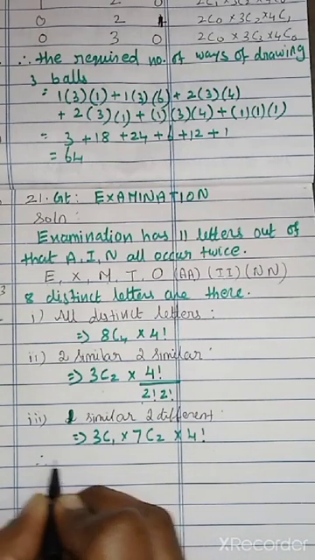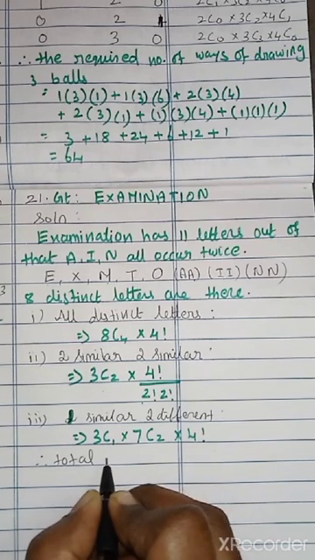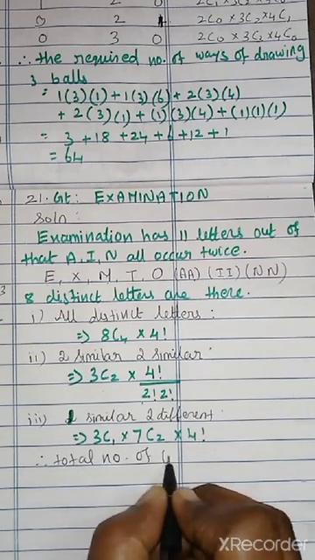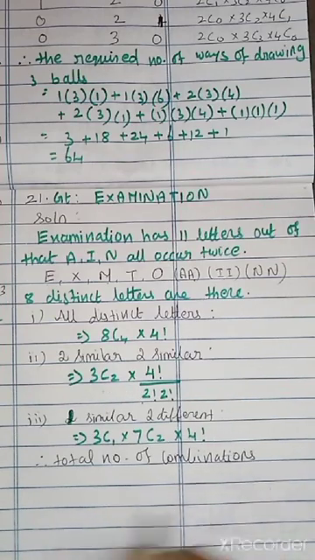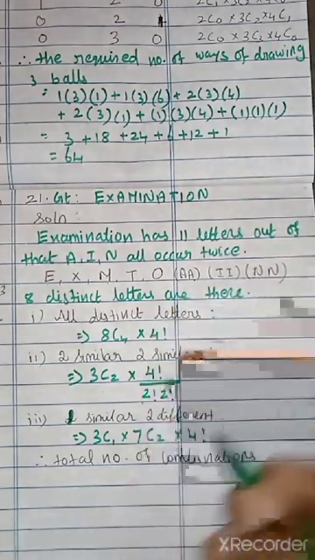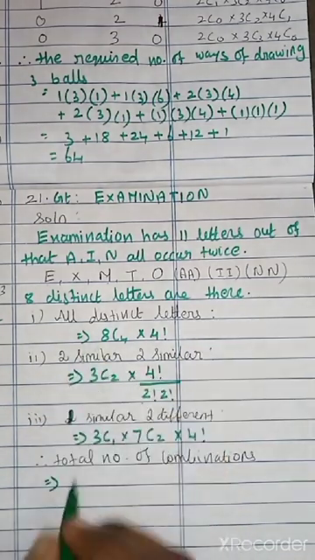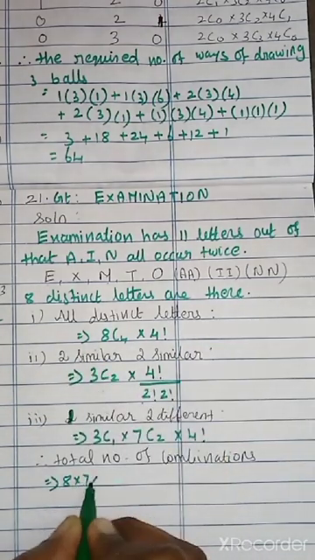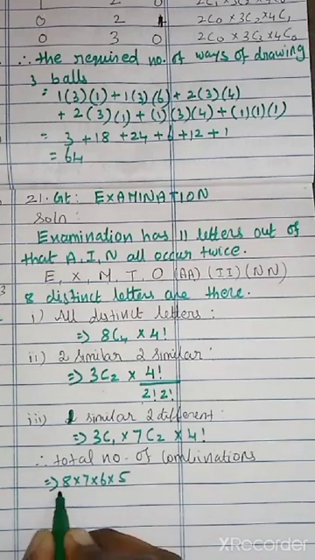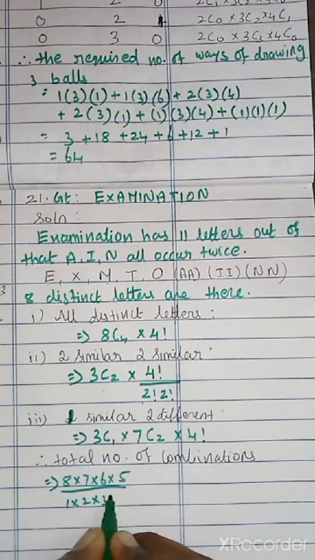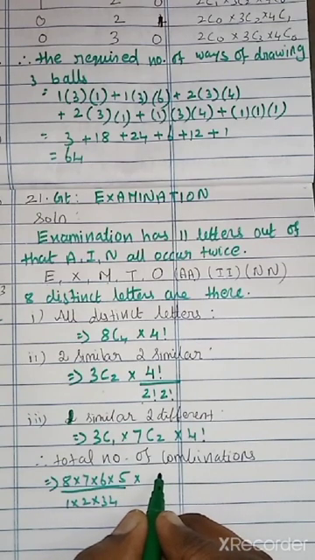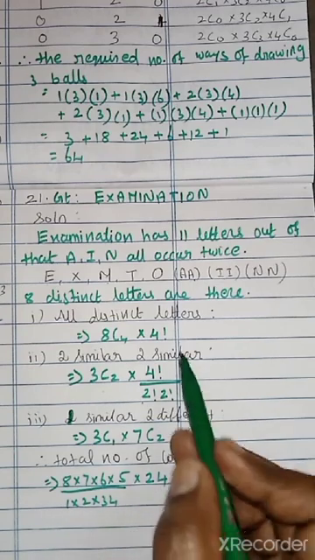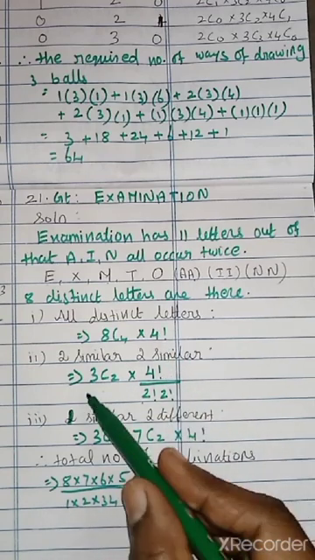Therefore, for the total number of combinations, we have to add all these 3. So 8C4, how can we write? 8, 7, 6, 5 by 1, 2, 3, 4. And 4 factorial means 1 into 2 into 3 into 4. 3 2s are 6, 6 4s are 24. I can write directly, 4 factorial answer is 24.